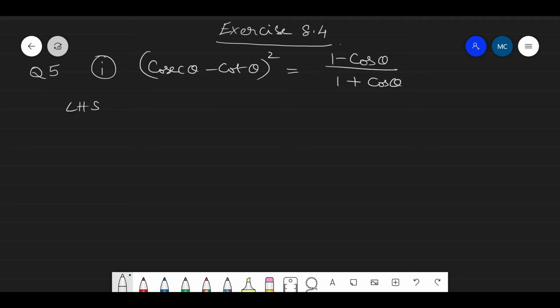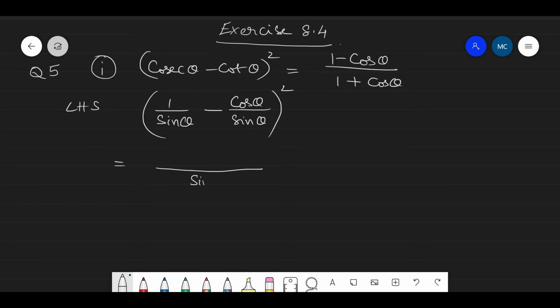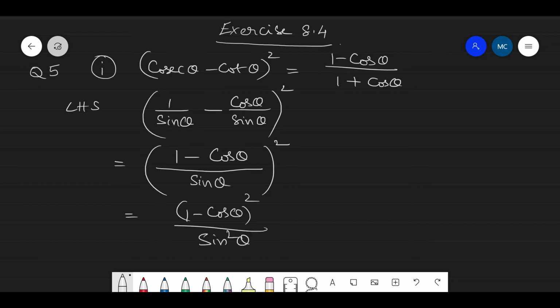This LHS: cosecant theta can be written as 1 by sin theta, and cot theta can be written as cos theta by sin theta, and whole square. Now this will be equal to, taking the LCM, sin theta as the LCM, and the numerator will be 1 minus cos theta whole square. Now you can do this as 1 minus cos theta whole square by sin square theta, and we know that sin theta whole square is sin square theta.